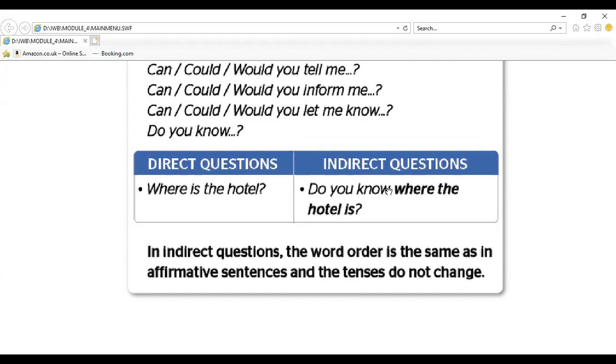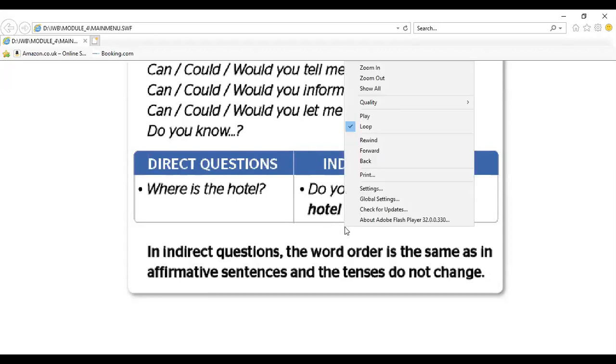But you can drop do you know and write any of these: can, could, would you tell me? Can you tell me? Could you tell me? Would you tell me where the hotel is? Can you inform me where the hotel is? Could you inform me where? Or you use do you know where? Okay, guys. With the direct question, I start with where, when, why, how. Indirect, I use these phrases before the question and change the question to a sentence. Instead of where is the hotel, I say where the hotel is.